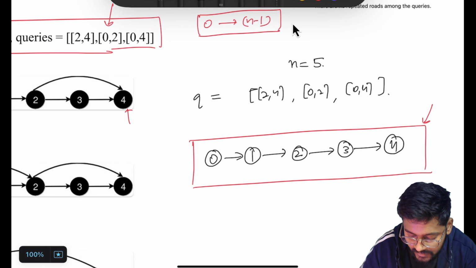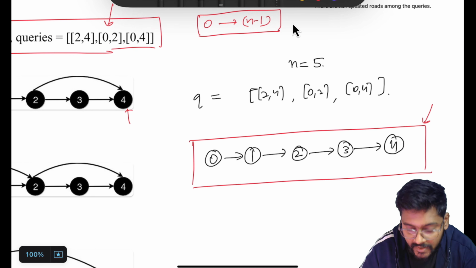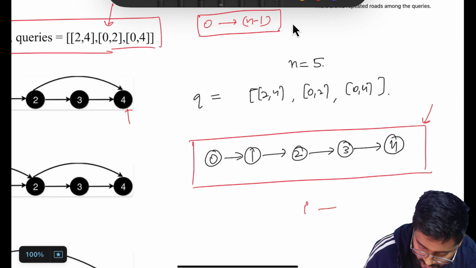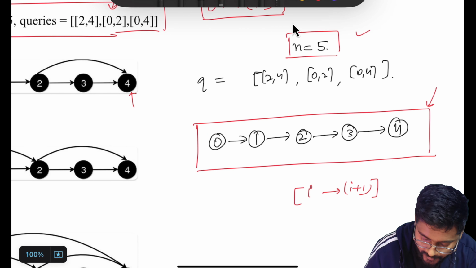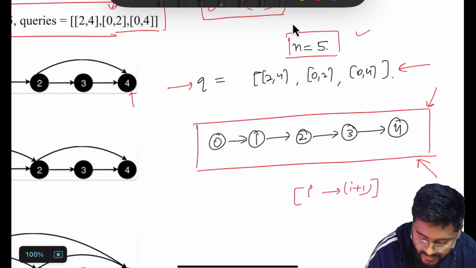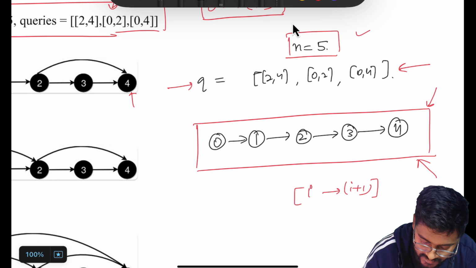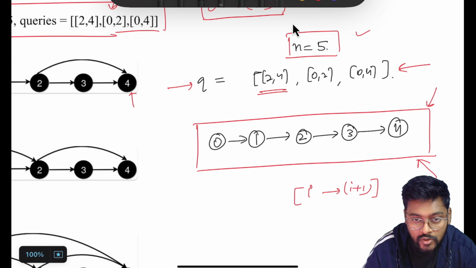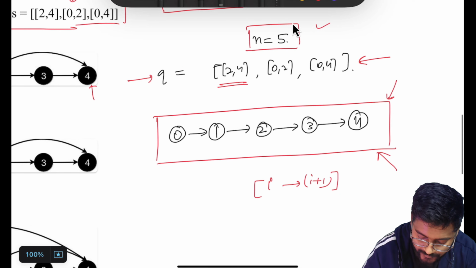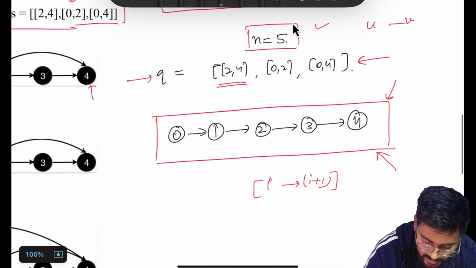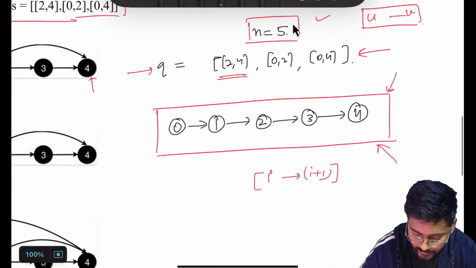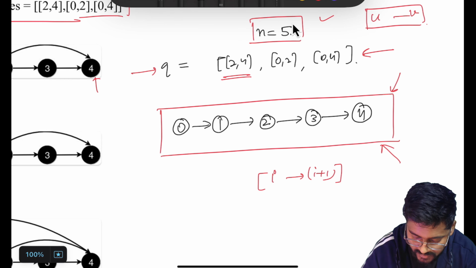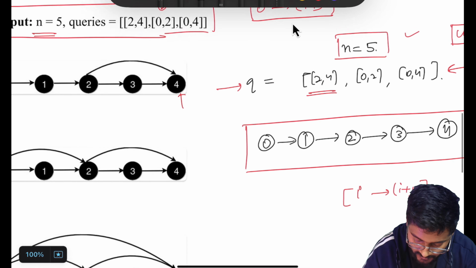And they have given that this is the initial state the cities are connected. Every city i is connected to i plus 1. So this is how n equal to 5 is represented or connected initially. After that, the queries array comes into the picture, where every element in this 2D array is going to be an edge from city U to city V. Let's say in this case city 2 to city 4. So this is the initial representation. 0 is connected to 1, then 2, 3, 4 respectively.